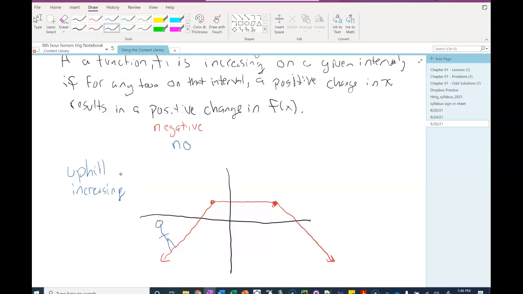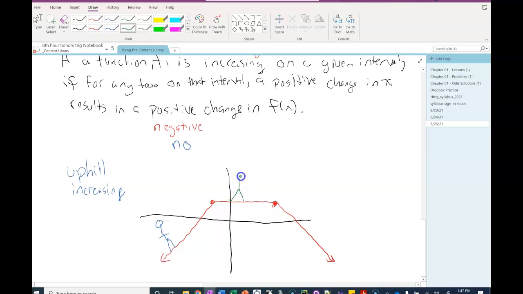So it doesn't matter that its end behavior is negative. That's not what we're talking about right now. That'll come later when we talk about end behaviors, which I think is where you're at. But it's always reading from left to right. And that's the key, is making sure that we're thinking about everything from left to right, like we're reading a book.